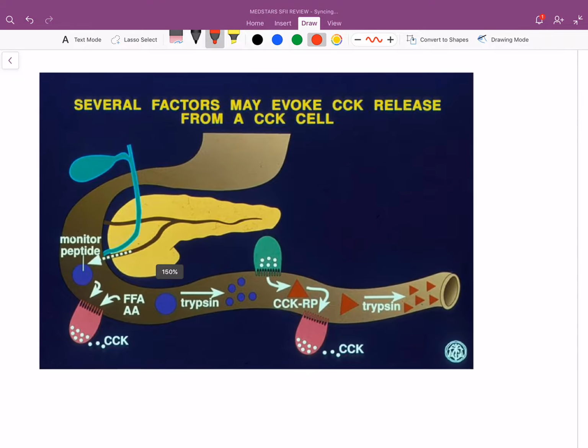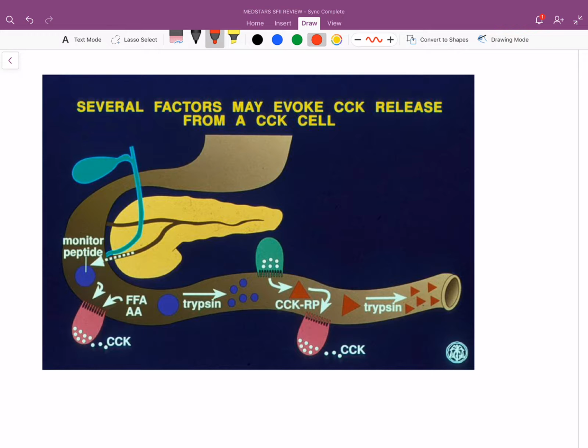This is just him saying that not only do fat and amino acids cause the I cells to secrete CCK, other things can cause the activation of these I cells too, but this is relatively low yield. I've never seen him ask this, but it's just something to be aware of.